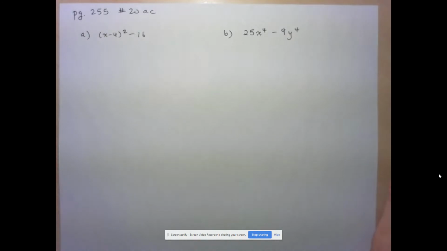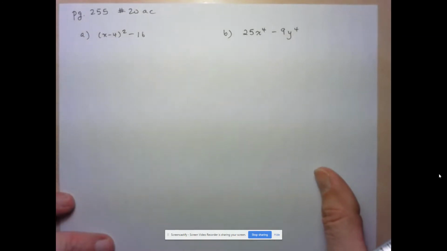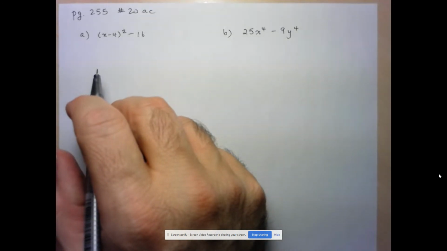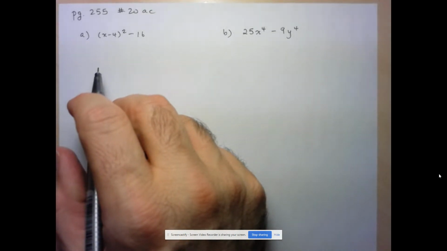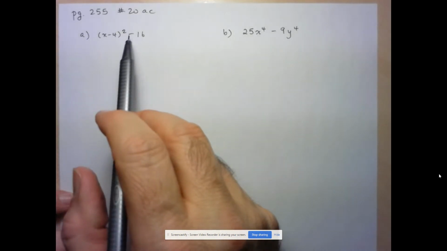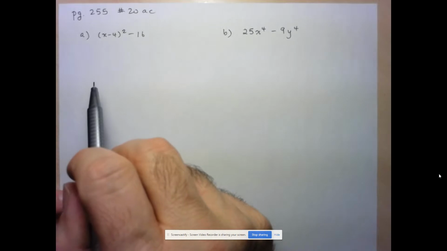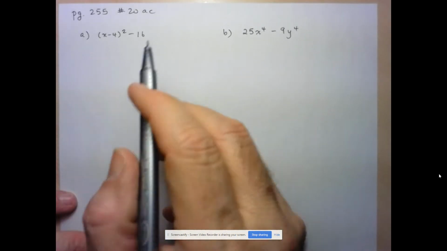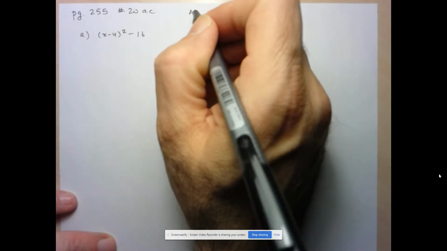Hi folks, we're going to take a look at page 255, number 20, A and C. And these are very similar problems. And as I've said a couple of times already, anytime I see an expression that's a subtraction of two other expressions, I should be considering whether it can be written as a difference of squares. Because a difference of squares, as you remember, can be factored very easily.